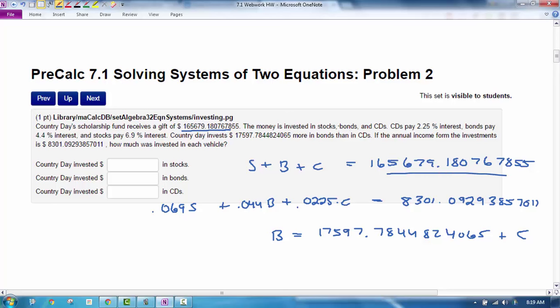And there's three different types of investments. We have stocks, bonds, and CDs. So I did it in this order, in the order they gave it to me in: stocks, bonds, and CDs. So the total amount there has to add up to the total amount given. So that's how I wrote the first equation, obviously.